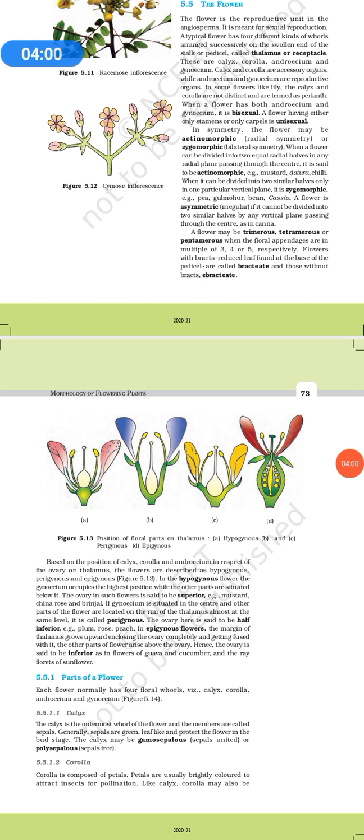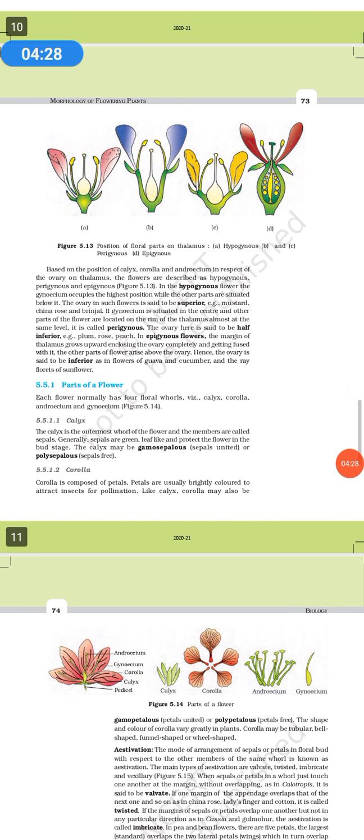Now the flower, based on the number of floral appendages that are present, I can say it is trimerous, tetramerous or pentamerous, with appendages as 3, 4 and 5. Flowers with bracts, that is a reduced leaf found at the base of the pedicel, are known as bracteate, and those which do not have bracts are known as ebracteate.